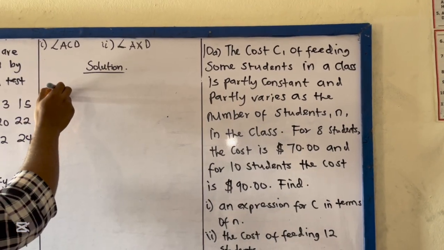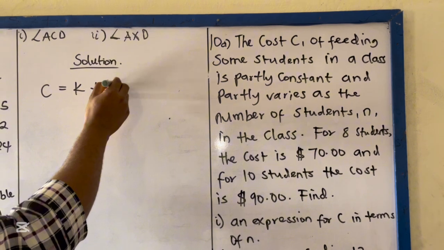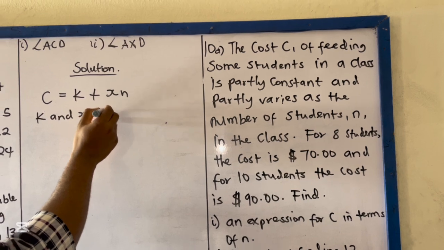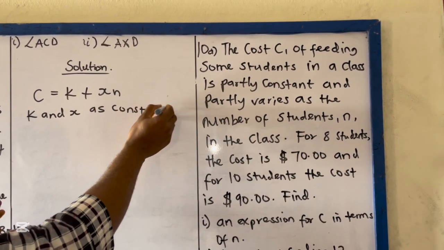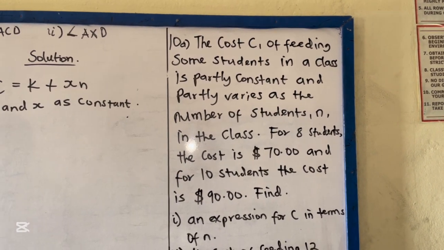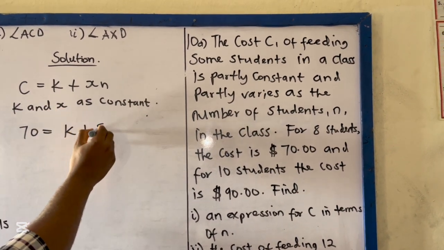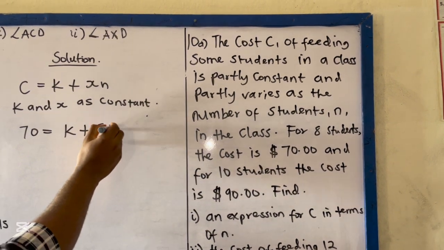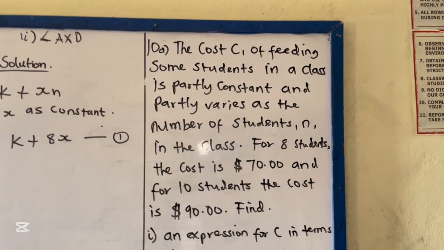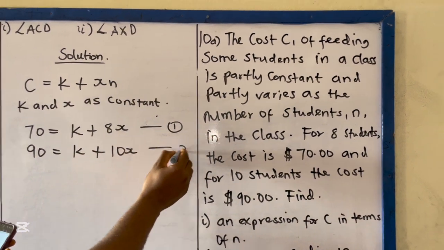So first of all, we must have a constant. We must have an expression as C is equal to K plus xn. In this case, we have K and x as constants. Alright, from the first statement, for 8 students, the cost is $70. So we have 70 is equal to K plus 8x. That is equation 1. The second one, we have 10 students, the cost is $90. So 90 is equal to K plus 10x, that is equation 2.